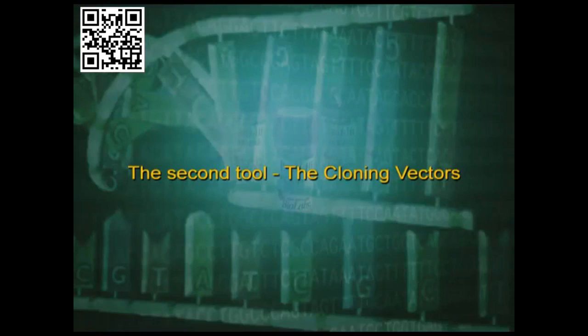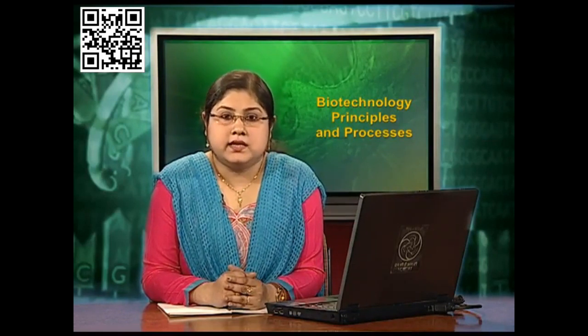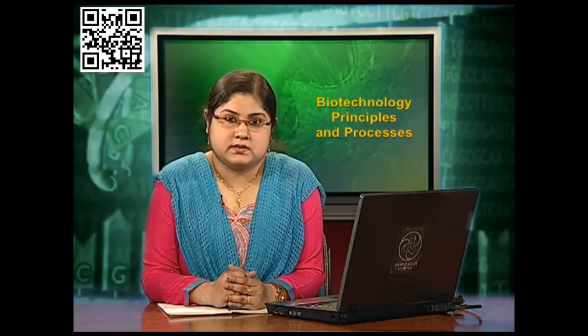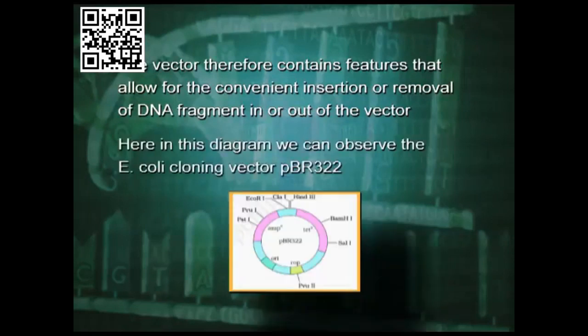The next tool of recombinant DNA technology is the cloning vectors. A cloning vector is a small piece of DNA taken from a virus, a plasmid, or the cell of a higher organism that can be stably maintained in an organism, and into which a foreign DNA fragment can be inserted for cloning purposes. The vector therefore contains features that allow for the convenient insertion or removal of DNA fragment in or out of the vector. Here in this diagram, we can observe the E. coli cloning vector pBR322.